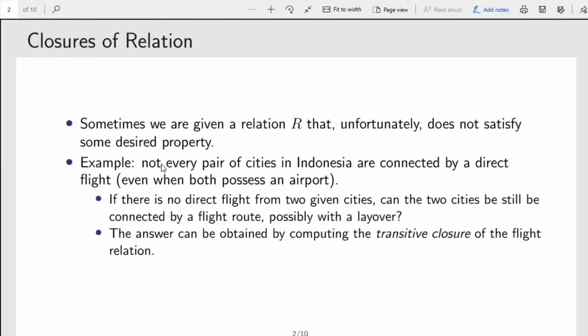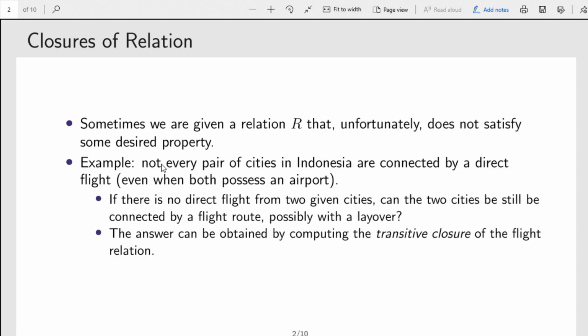Sometimes we are given a relation R that unfortunately does not satisfy some desired property. For example, not every pair of cities in Indonesia are connected by a direct flight, even when both cities possess an airport. So if there is no direct flight between two given cities, the question is, can the two cities still be connected by a flight route? Well, not necessarily direct, but possibly with a layover.